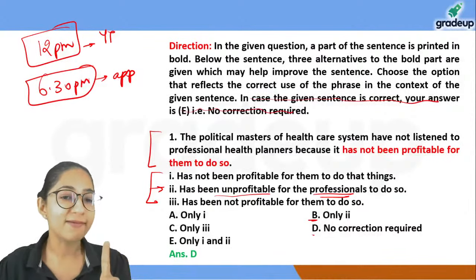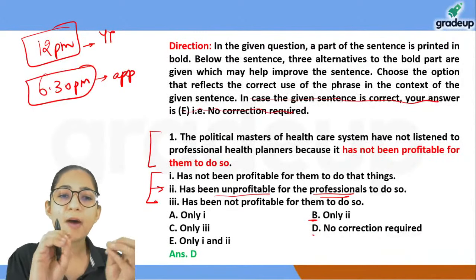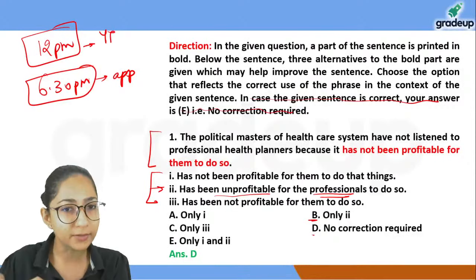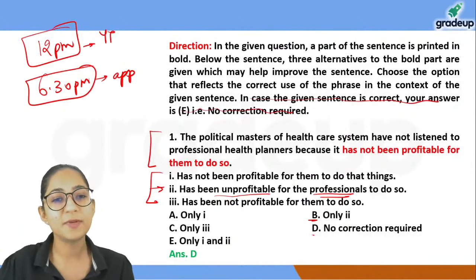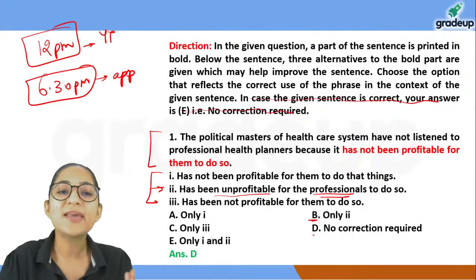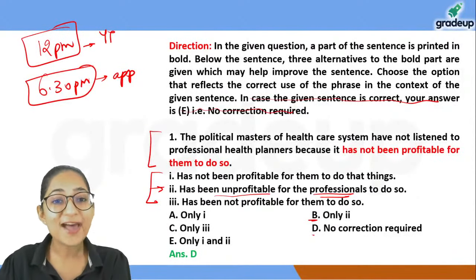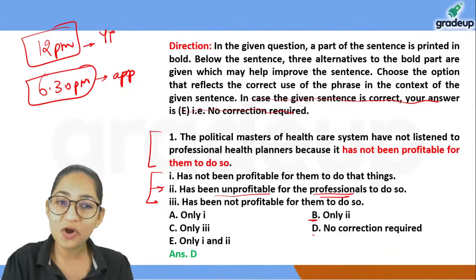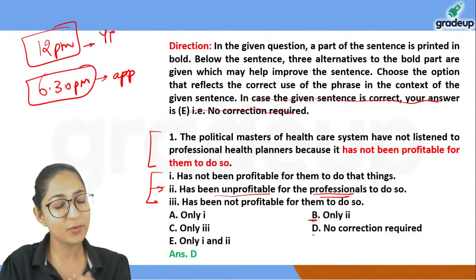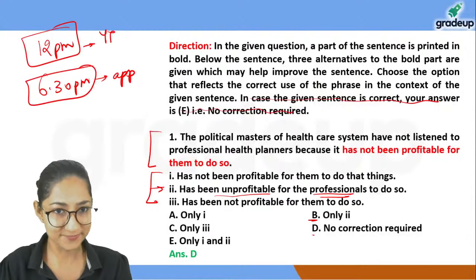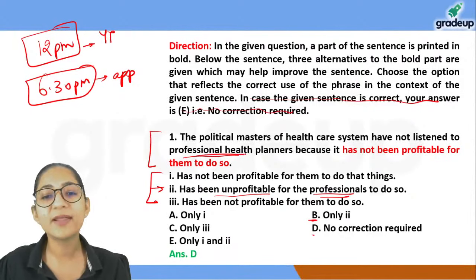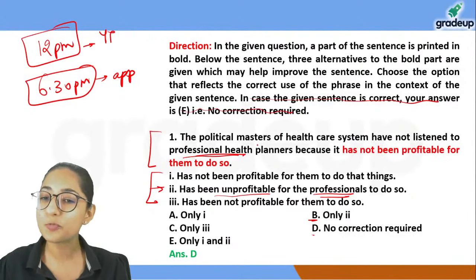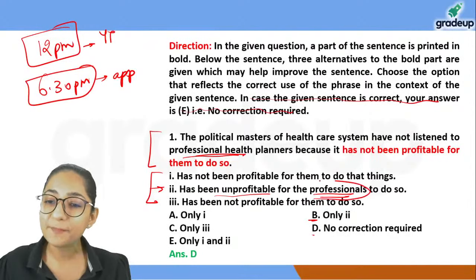There was this one question which said that student's mother is responsible for student's conduct and his dress, something like that, and we said that this is incorrect. Why? Because the word student has been used twice. That defies the basic rule of grammar, that a pronoun has to be used in place of a noun. You do not want unnecessary repetition of a noun. So here also notice, professional health planners is already given to you. They have not listened to professional health planners. Why do we need to repeat this?